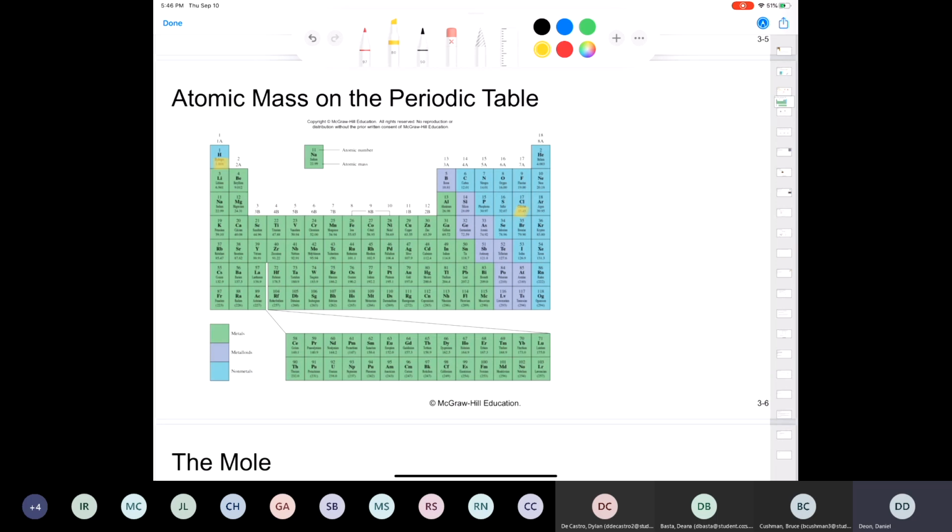It comes from a weighted average of hydrogen 1, hydrogen 2, which is deuterium, and hydrogen 3, which is called tritium. Okay, so all of these atomic masses, most of them are weighted averages of 2 or more isotopes.